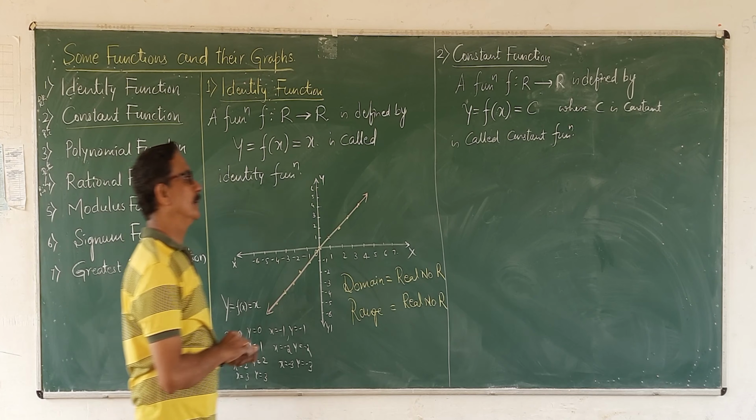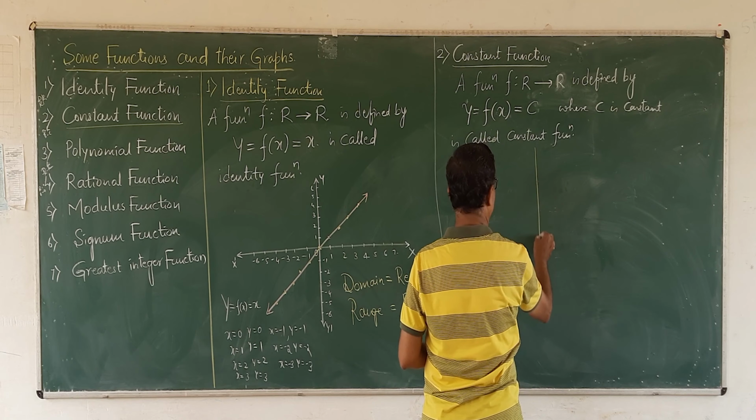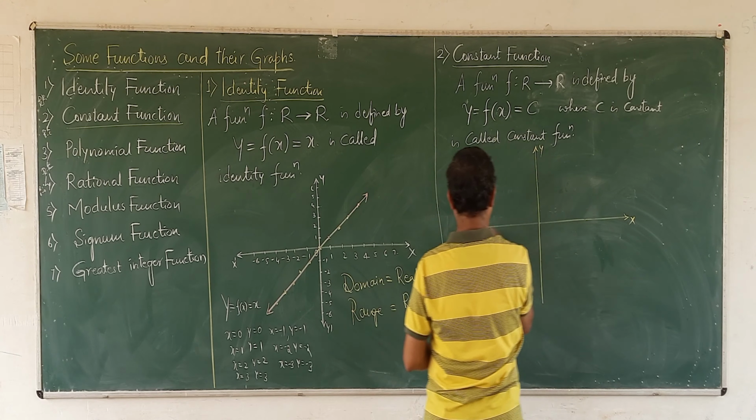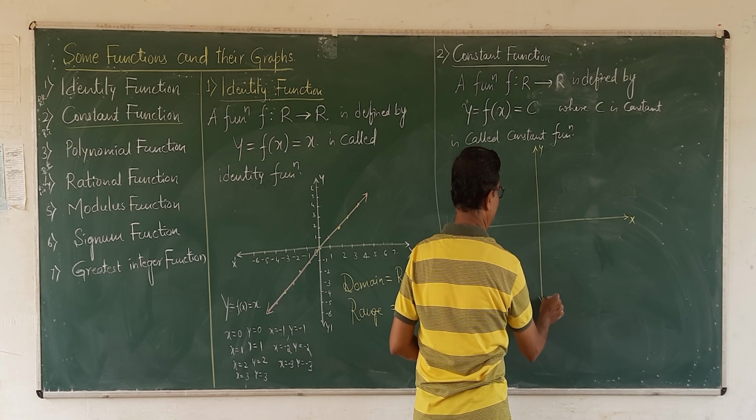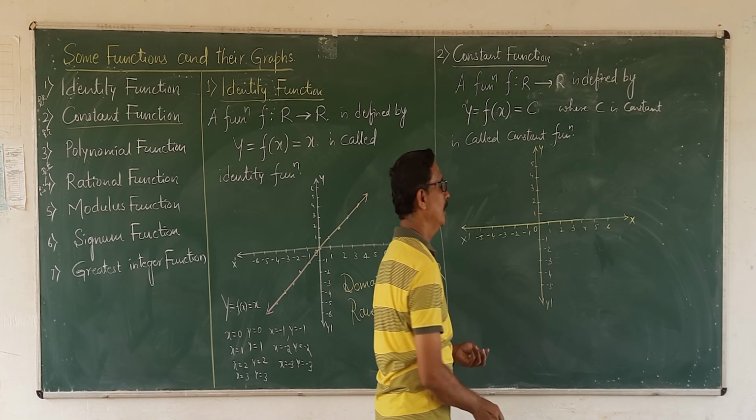Now, let us draw the graph of a constant function. How to draw this? Look here. Let there be the x and y axes. X axis, y axis. This is x dash, that is y dash. 0 is the origin. Here on the right side are positive numbers 1, 2, 3, 4, 5, 6 and so on. On the left side are negative numbers minus 1, minus 2, minus 3, minus 4 and so on. Upward are positive numbers 1, 2, 3, 4, 5, 6. Downward are negative numbers minus 1, minus 2, minus 3, minus 4 and so on.